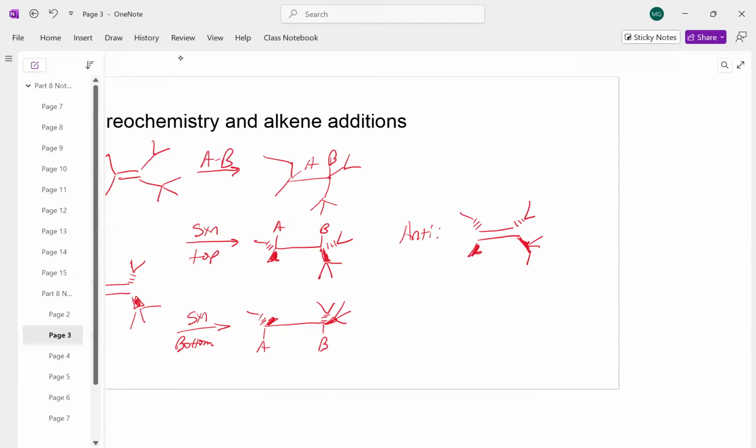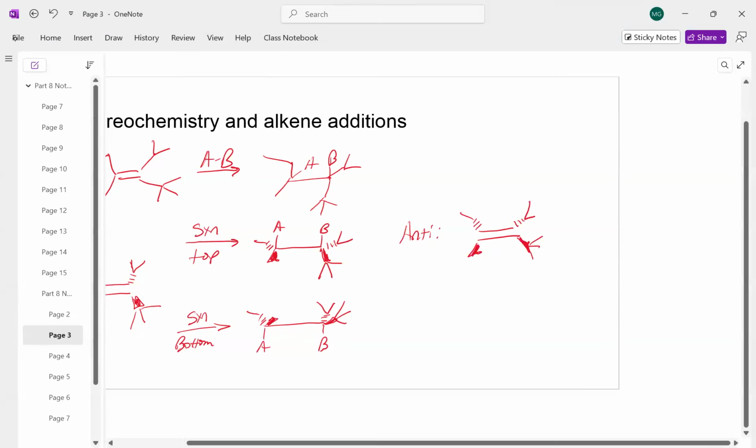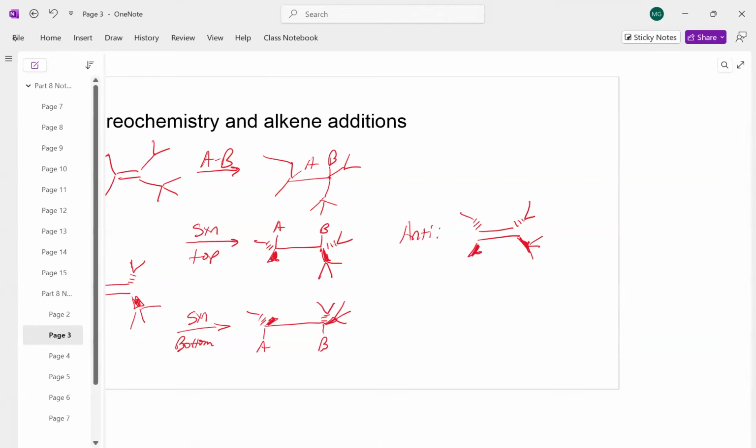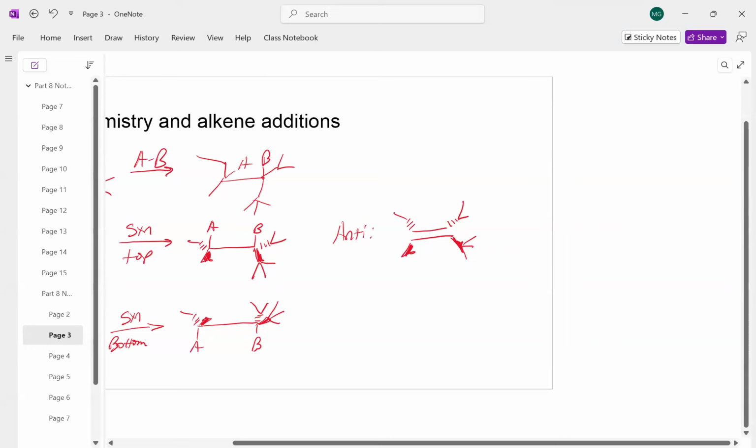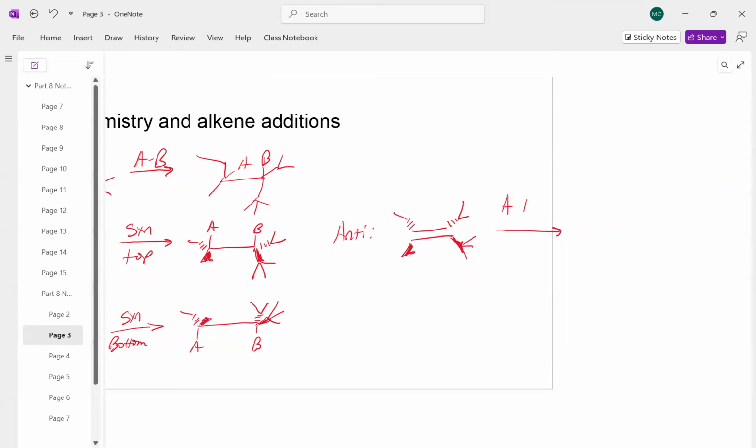Typically we don't use wedges to describe the bonds attached to a double bond because it's planar. But again, it depends on how you're looking at the alkene. So you're taking that alkene, and I highly encourage you to build a model kit of this and look at it from the side instead of from the top down. And I'm going to do one anti-addition where A adds to the top and B adds to the bottom.